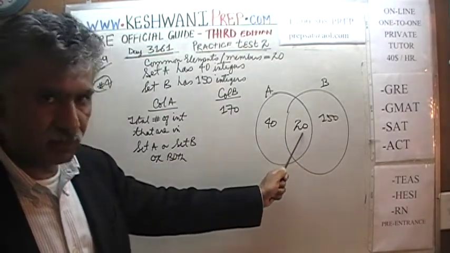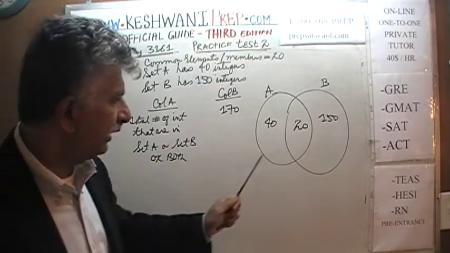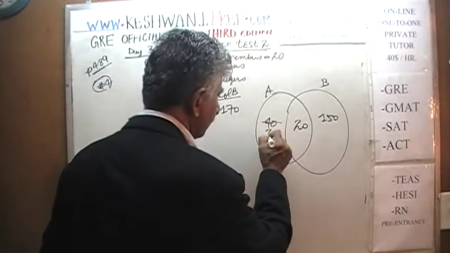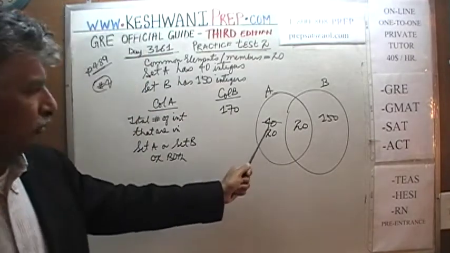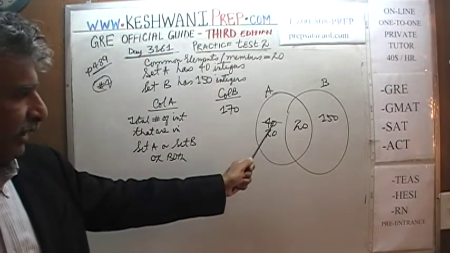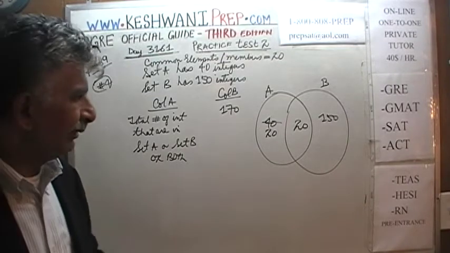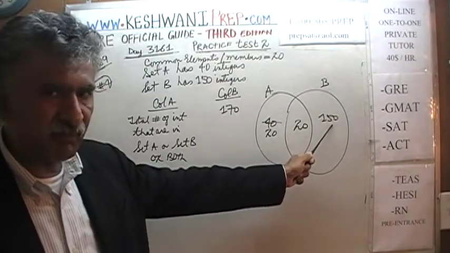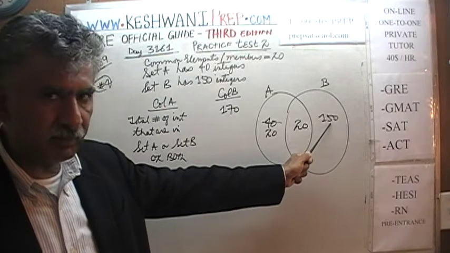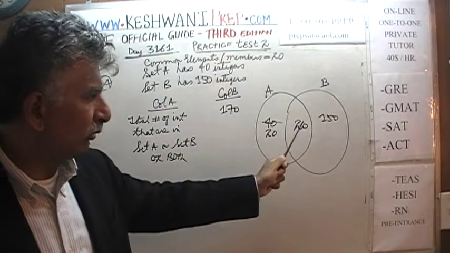So as soon as we insert 20 here, we have to take away 20 from here, because those 20 were already included in this 40. If we were not to change this quantity, we would end up double counting them. Do you understand? Similarly, when we say set B has 150 members, in those 150 members, 20 are such that they also belong to A.